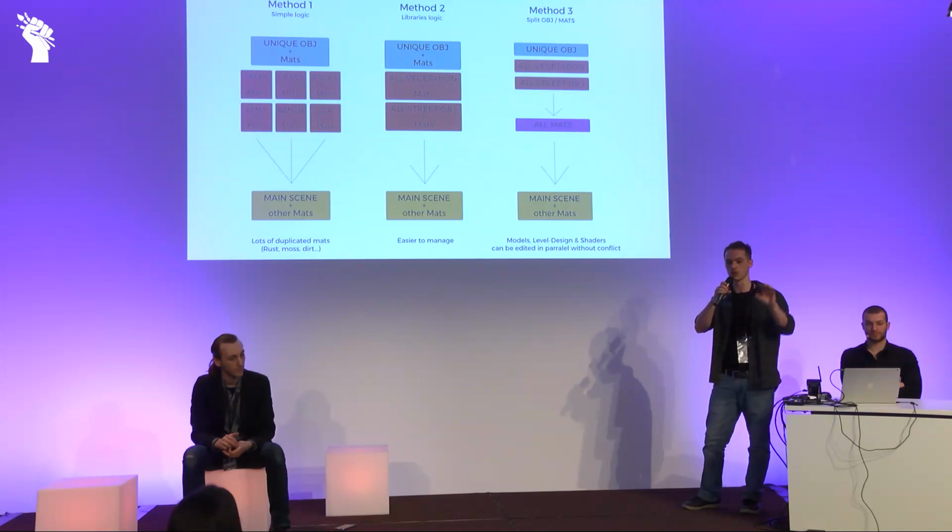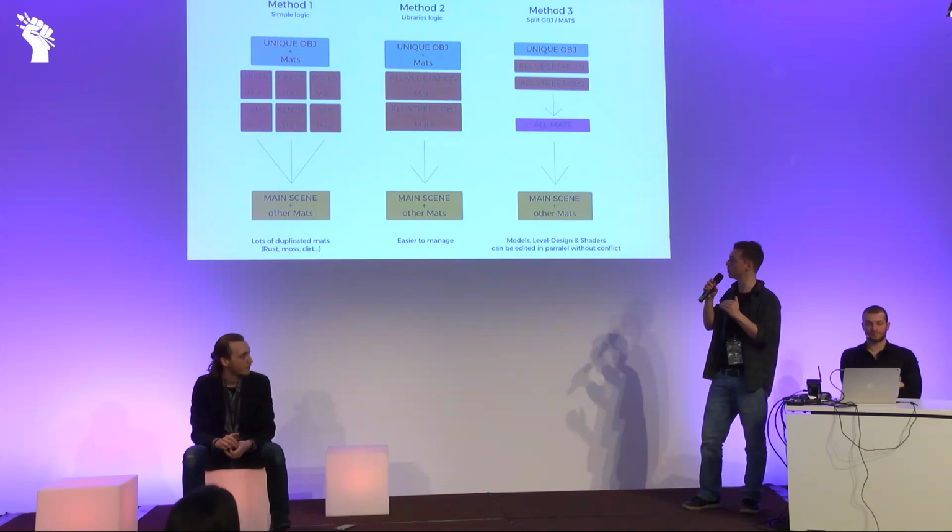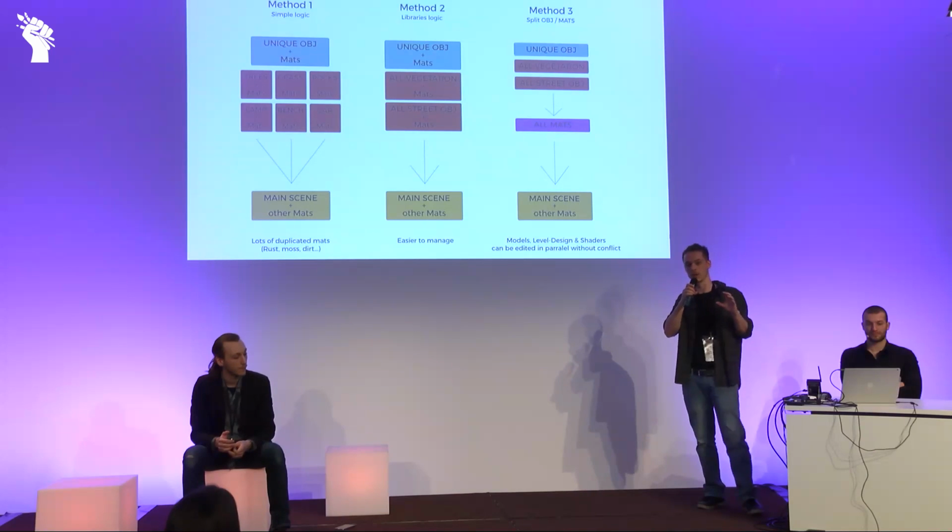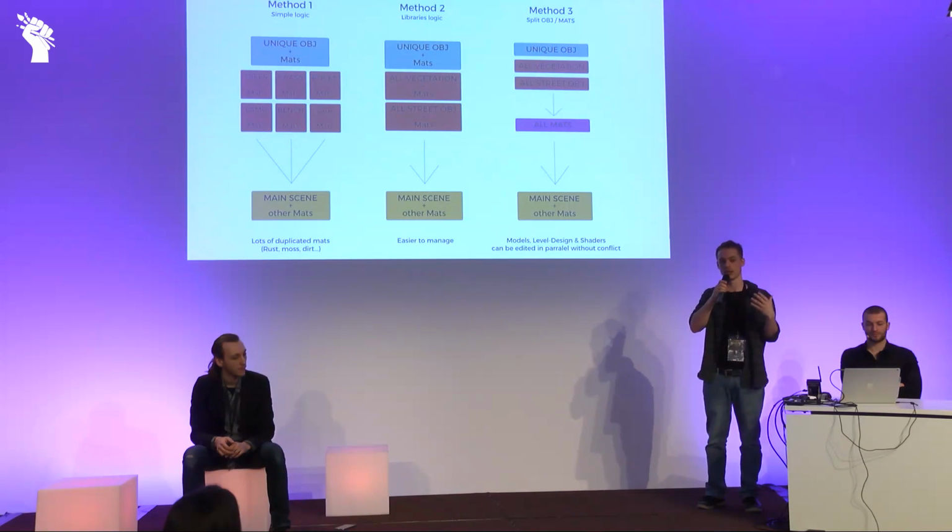Method number 2 is the one we actually use the most, where your unique objects are in one file with their materials, and all the objects that are duplicated in the scene, instanced, are actually in a sort of pack, a library that represents their function. So all the vegetation comes together, all the street elements are together, and they already include the materials.